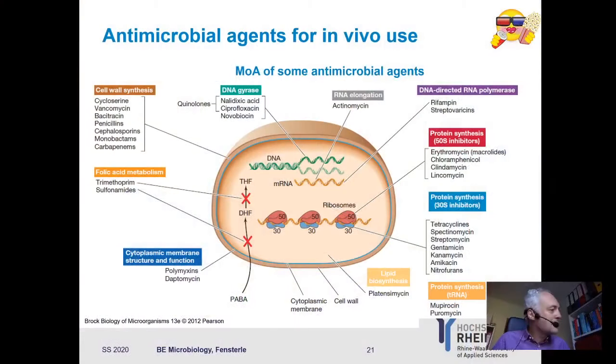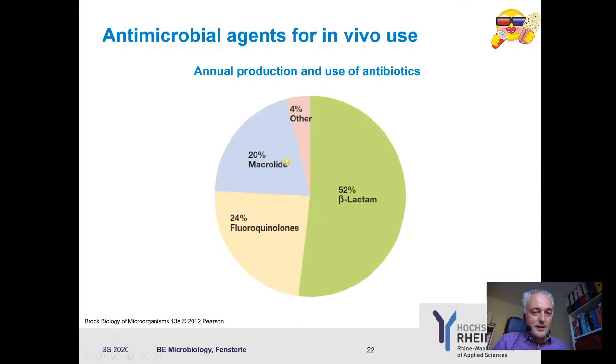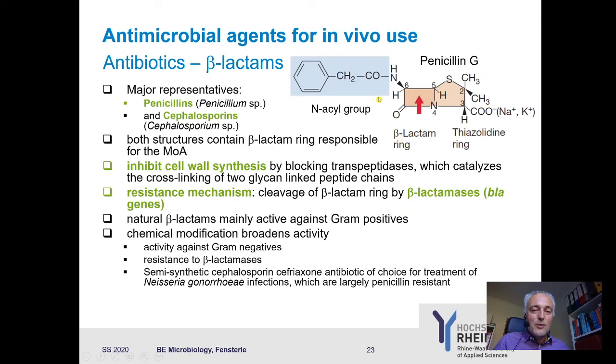Okay, so now we go on, and so that's the annual production and use of the antibiotics. And it's interesting, even today, more than 50% are beta-lactam antibiotics. These are the first ones which have been discovered, and they are still the most important ones. That's interesting to know. Okay, now what are beta-lactams? So I just pick up my coffee again.